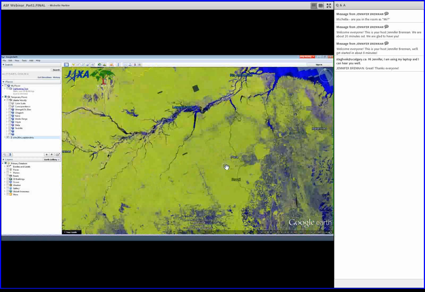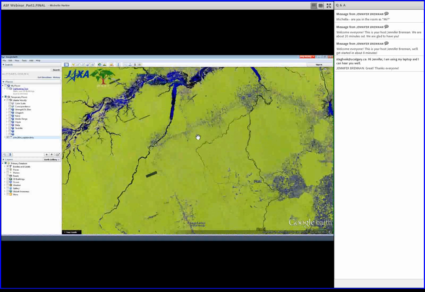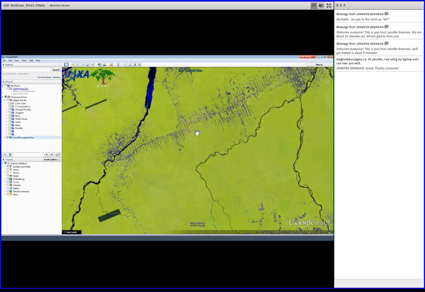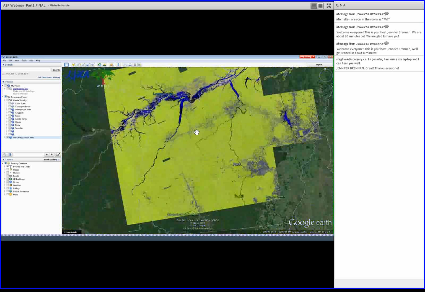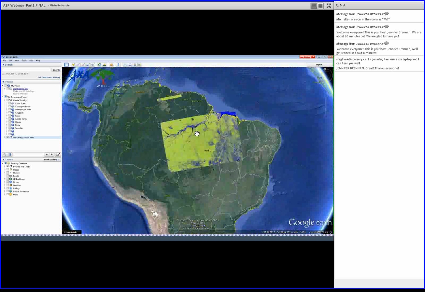And as I zoom in on these areas in the Amazon, we can clearly see areas of deforestation, which is represented by this hatching pattern where land has been cleared. So zoom back out slightly. And you saw we had Mexico, Central America, and South America.